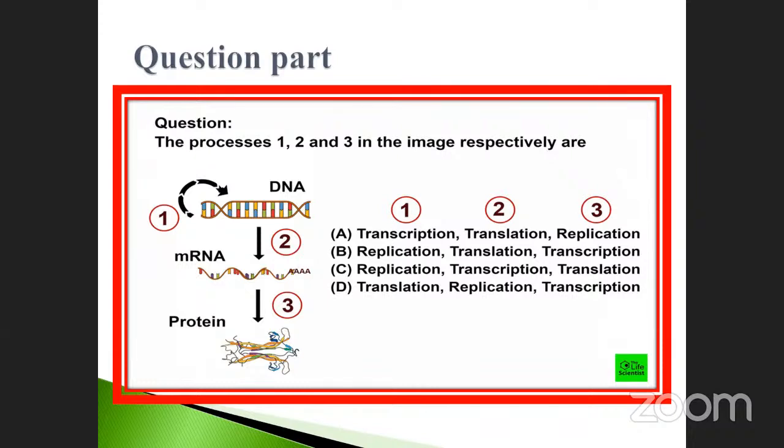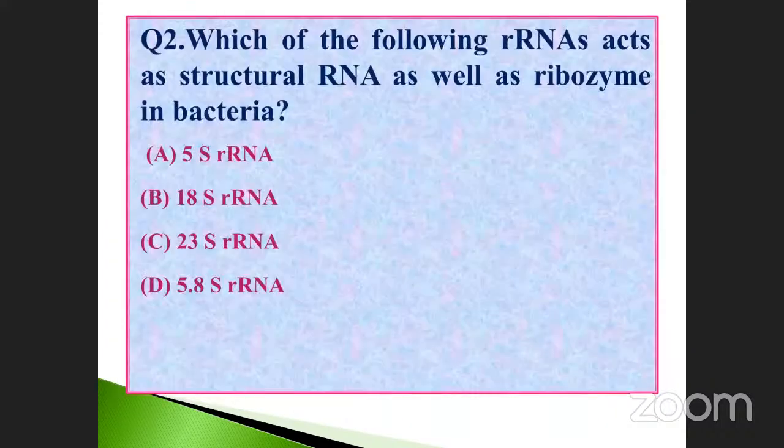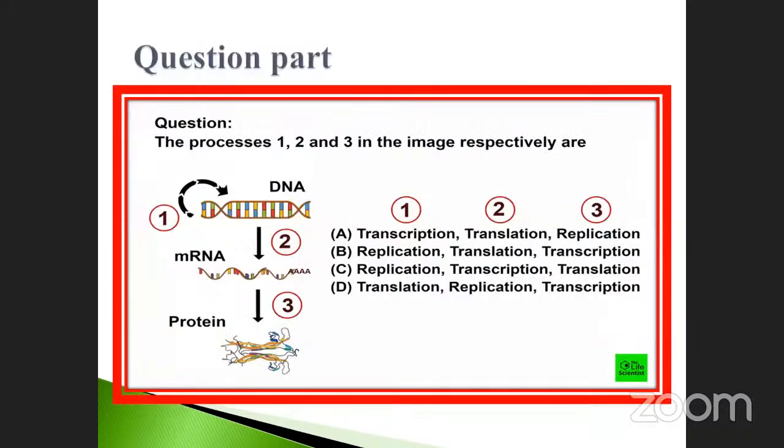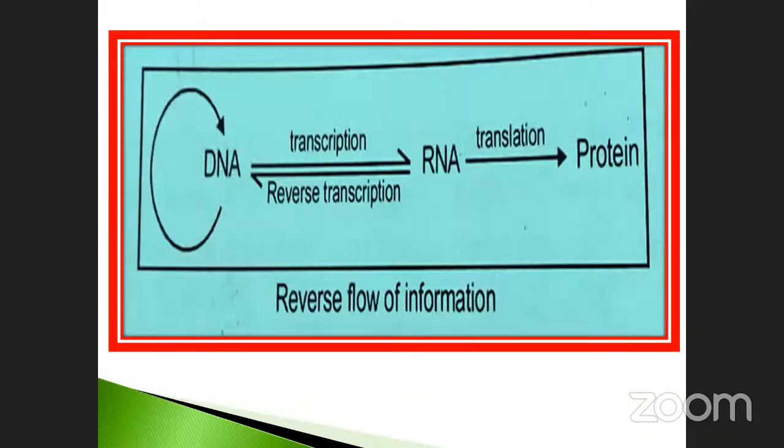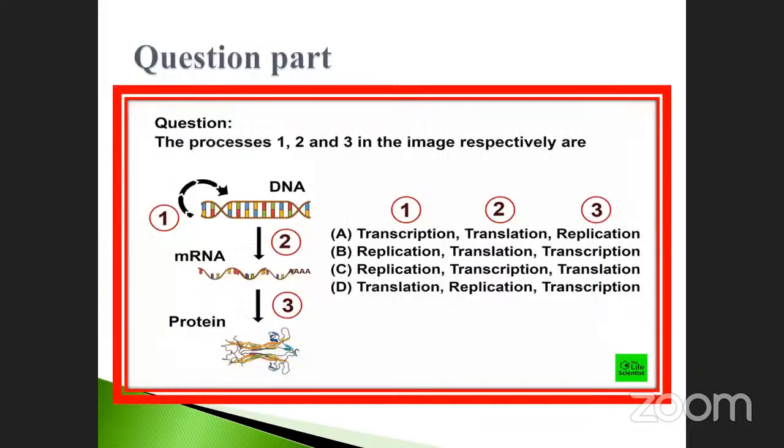So this is replication. See the next one, you can have the solution also. It's an easy one. You already know about this part. DNA to DNA, isn't it? So this one is called replication. DNA to RNA is transcription. RNA to protein is translation. That is the thing. This question was also already asked in NEET.